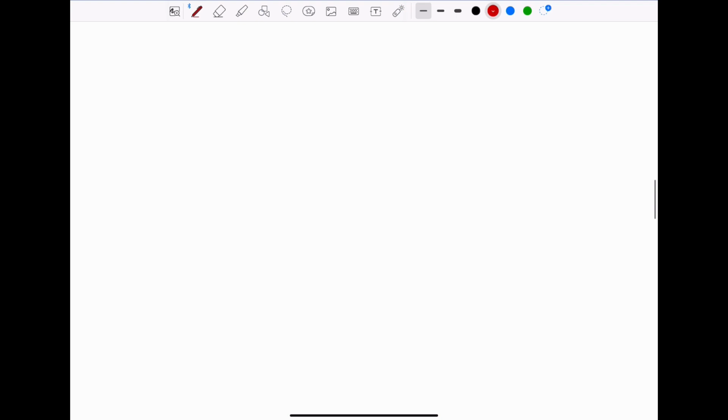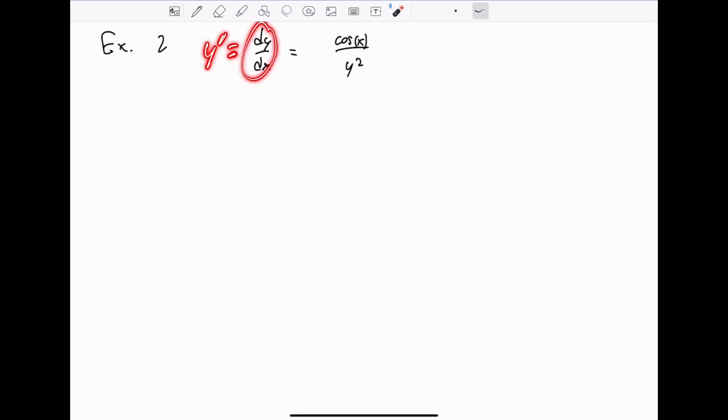So first of all, example 2, we have the differential equation dy dx equals cosine of x divided by y squared. Now this was originally written as y prime, but I like to write dy over dx for these problems because it helps me to think of the separation of variables here. So we can just write dy dx as y prime of x. The notation is equivalent.